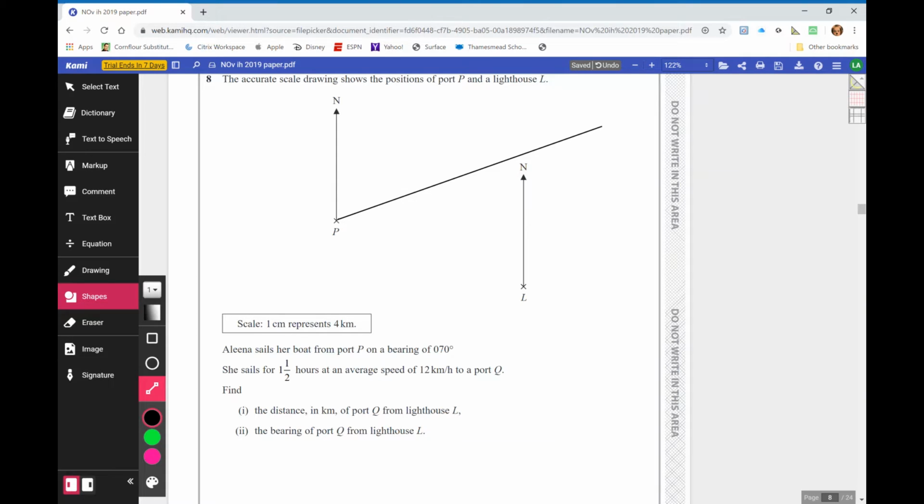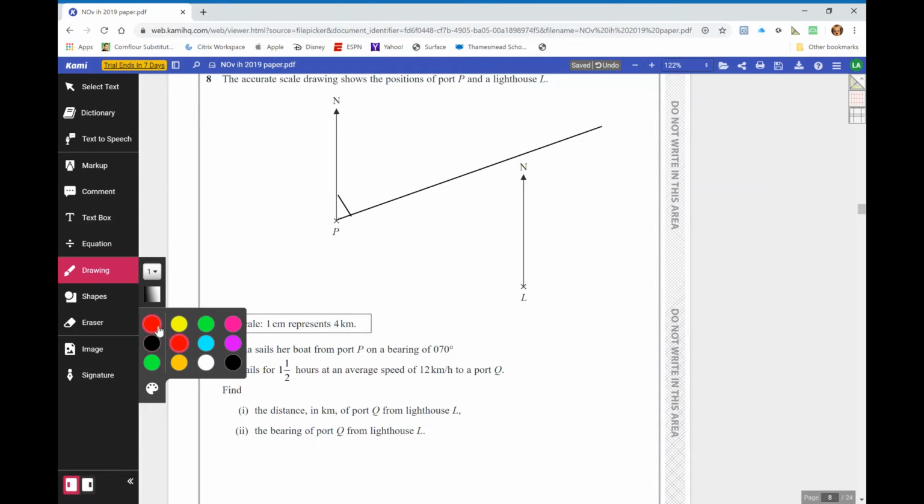So on this angle here, that will be 70 degrees. Always measure from north, okay, and then that's on the bearing of 70. So anywhere along that line is on the bearing of 70.